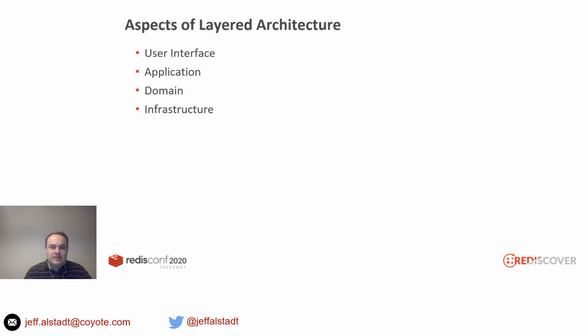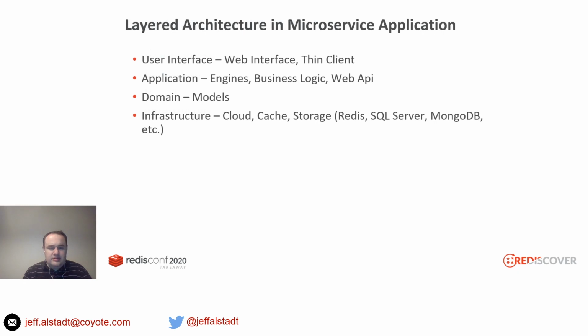So let's talk about the aspects of a layered architecture. First, a layered architecture has a user interface, an application, a domain, and an infrastructure. Let's look at a layered architecture in a microservice application. In a microservice application, the user interface would be like a web interface or a thin client. Your application would actually be the business logic or the engines, the web API that is used to actually perform the operations that are needed for the application to do.